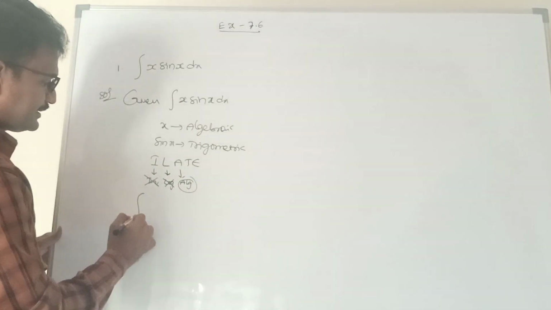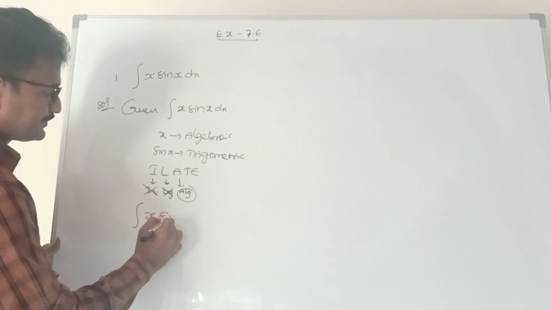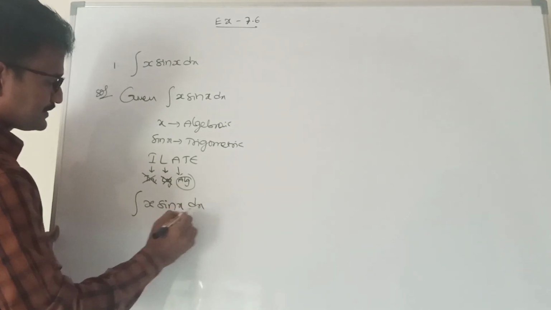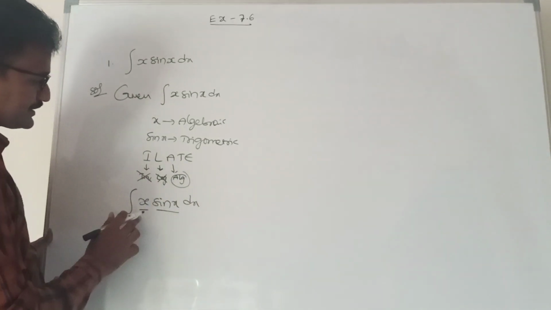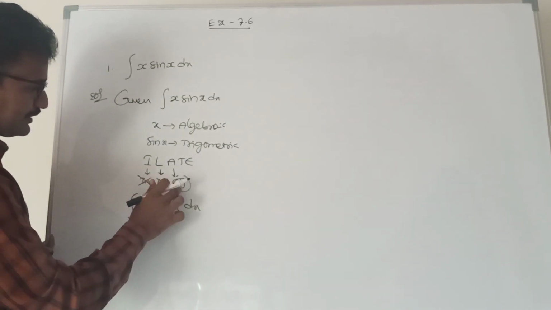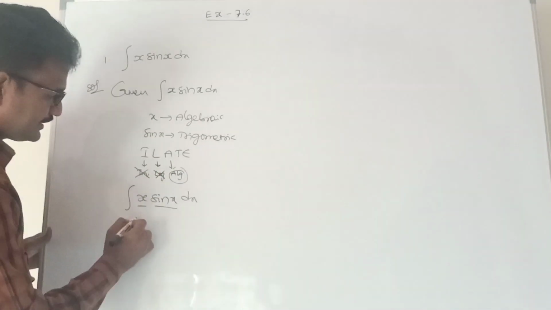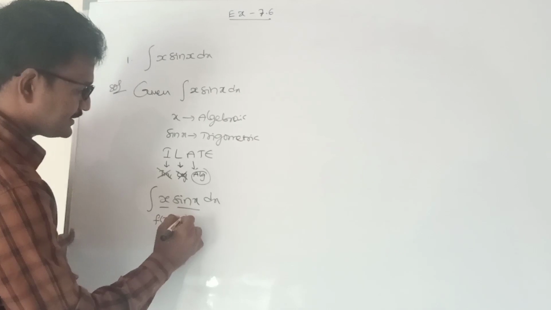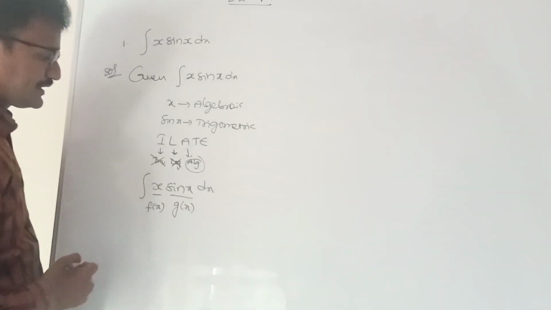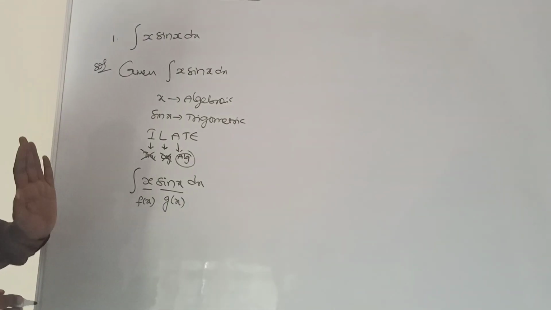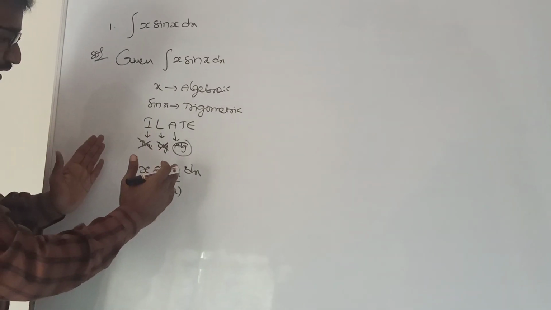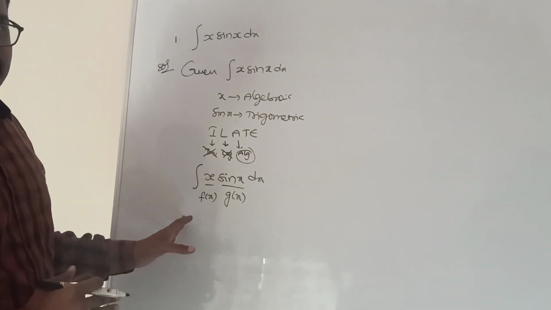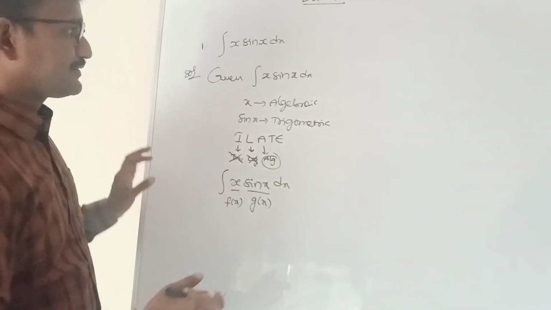So here, integration of x into sin x. In ILATE order, which function will come first? Algebraic function will come first. That's why x is f of x and sin x is g of x. Now selection of the functions, which function is f of x and which function is g of x, is over.